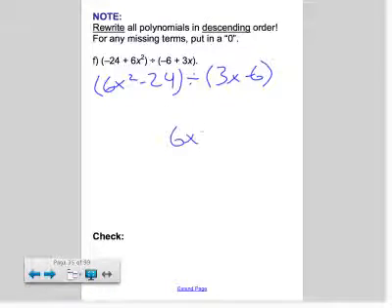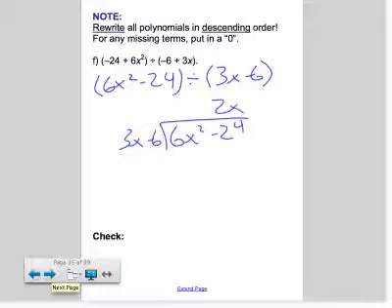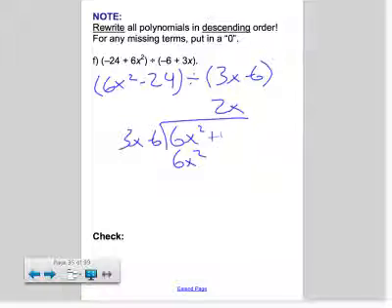So I have 6x squared minus 24 divided by 3x minus 6. 3x goes into 6x squared, 2x times. 3x times 2x is 6x squared, 2x times negative 6 is negative, oh, you know what I forgot? Because there's no x in here, I actually have to include the x, so I'm going to say plus 0x minus 24. Okay, sorry about that. And that's where this says right here, for any missing terms, put in a 0. That's what they mean, 0x.